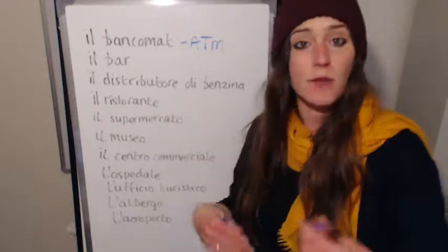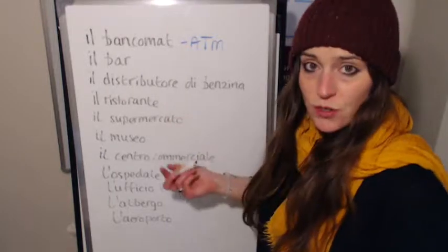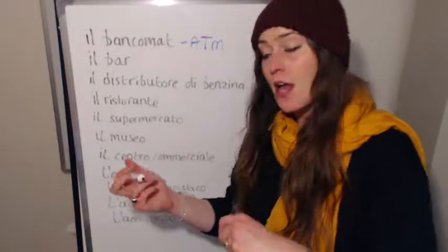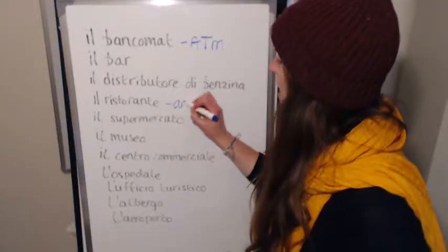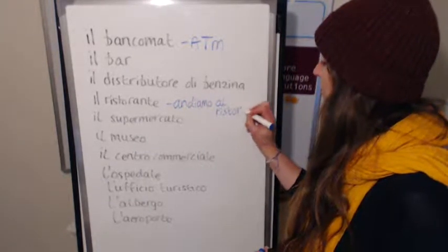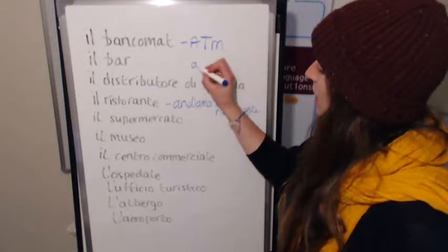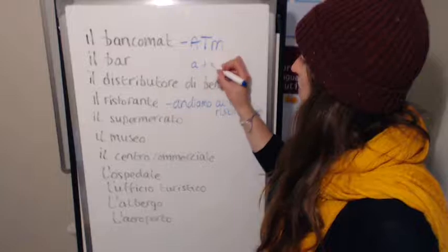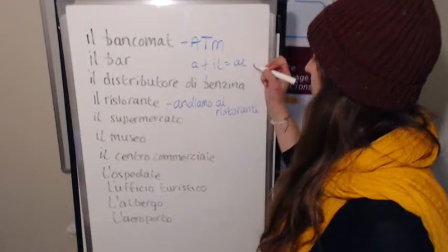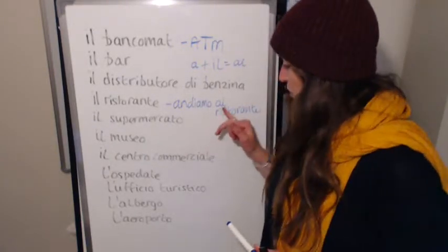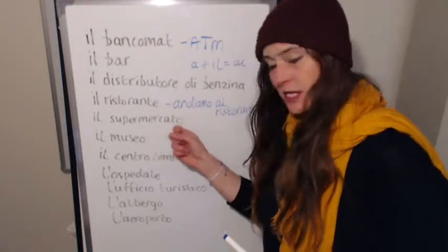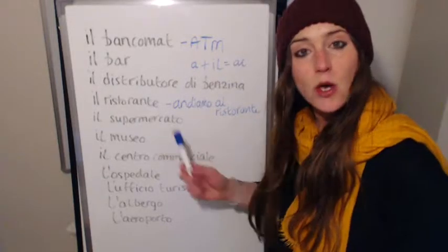Il ristorante, okay, so that's the restaurant. So dov'è il ristorante? Where is the restaurant? Andiamo al ristorante. Have a look at that. Andiamo, as an example, al ristorante. So this is an example of where a, which means to, plus il, which is at the front of all of these masculine words, becomes al. So if you're saying we are going to the restaurant, it's al. Same with all of these ones here. Supermercato, supermarket. Il museo.